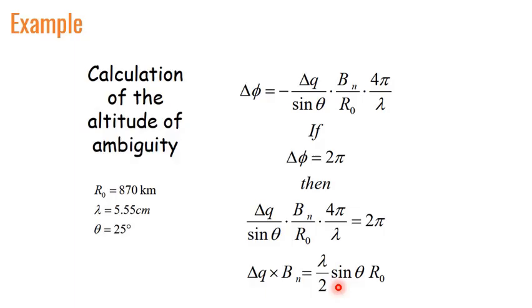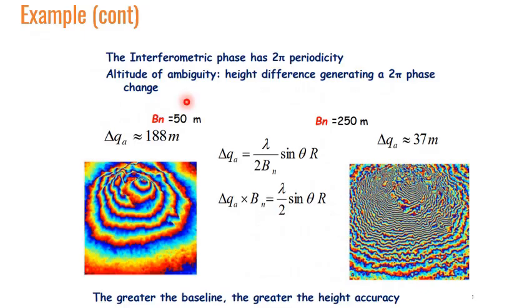With a shorter baseline, the delta Q is large. Here is an example. For example, with the BN equals 50 meters, the delta Q is approximately 188 meters. So for example, from this foot of the mountain, you count in here 1, 2, 3, 4, 5, and 6, and multiply with 188 meters. The other, if the BN is 250 meters, delta Q now equals 37 meters.